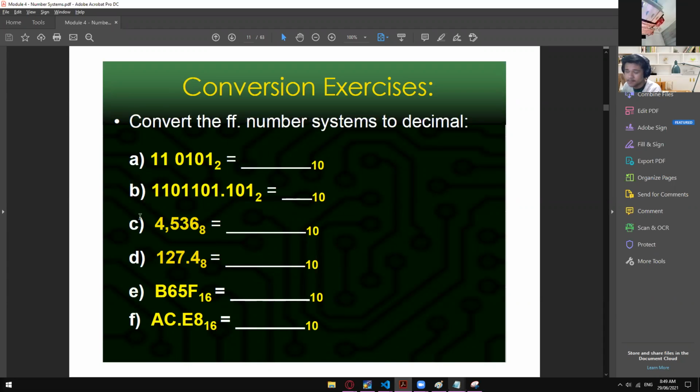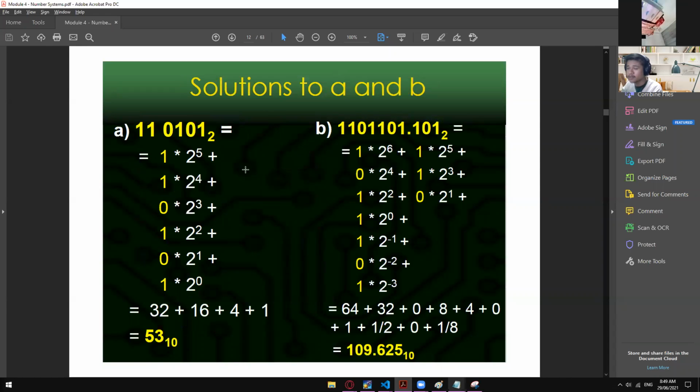We have 6 numbers. Don't worry, all of these items have their own solutions. You can find them right here: solutions to A and B. Here is letter A, starting from binary. We want to convert this into decimal. The first step when converting any base to decimal is to arrange the number from top to bottom.